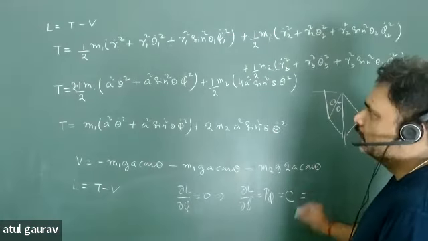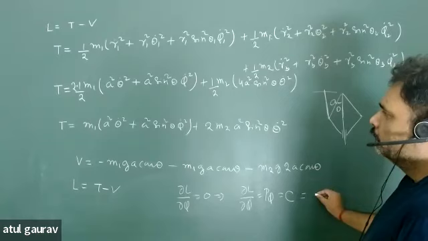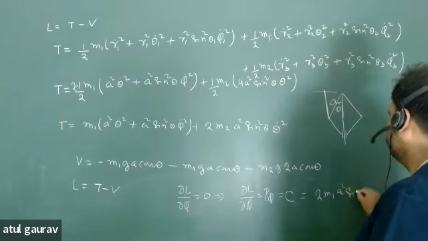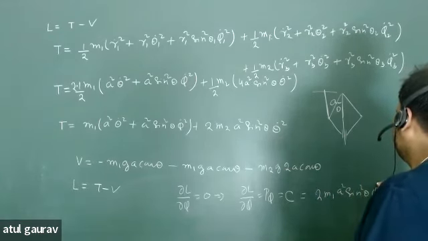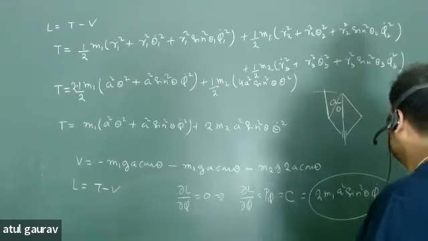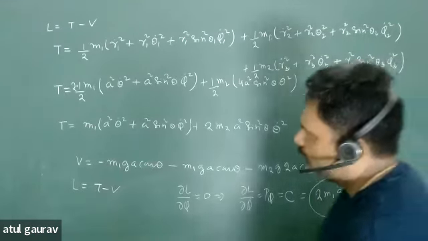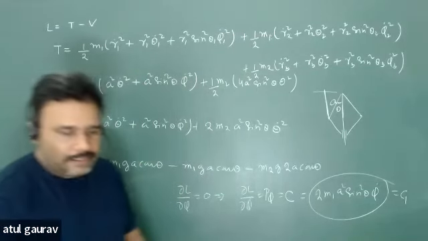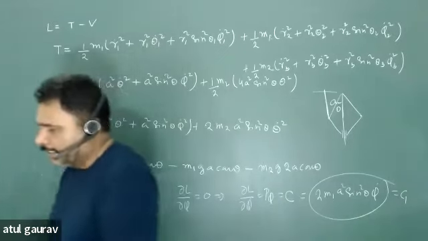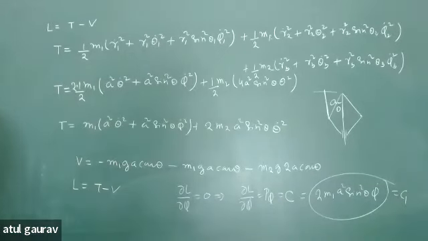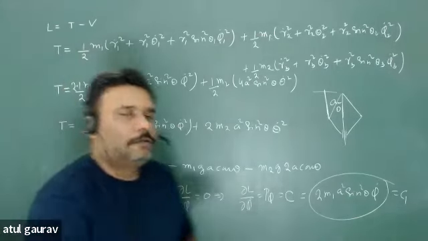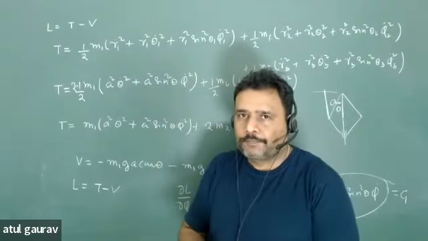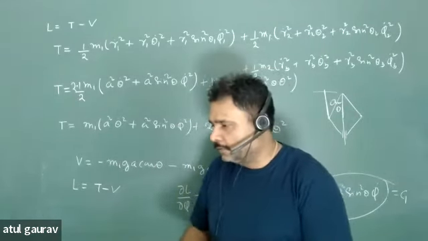And what is this constant of motion? It is 2 m1 a square sin square theta phi dot. This term is the constant of motion, isn't it? And this is nothing but the angular momentum along the z axis. In which direction is this angular momentum? Along the z axis. So this is one of the very nice problems, which is also given in your tutorials. So you have to try to solve this particular problem. Okay? Clear?